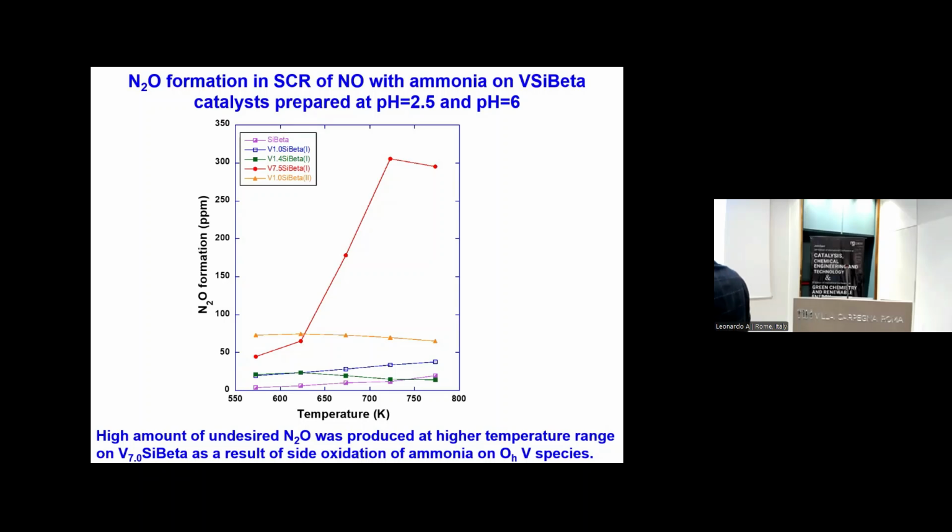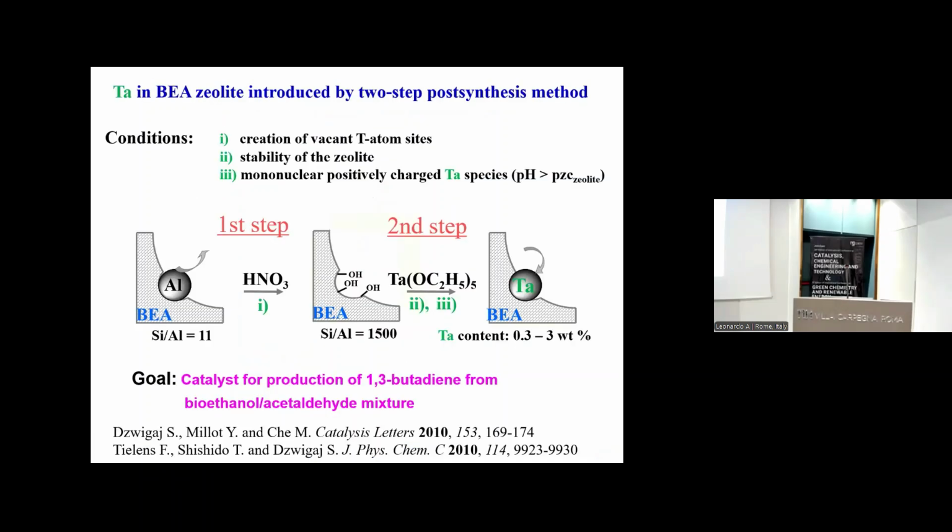Now I can show you a second application. There is preparation of tantalum beta zeolite by the same two-step synthesis method. In this case, we remove aluminum as for vanadium beta zeolite. We create vacant sites, and then we contact these OH groups with a tantalum precursor, an organic tantalum precursor. In the second step, we incorporate tantalum in the framework position.